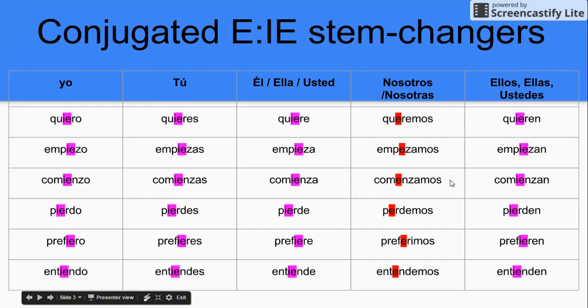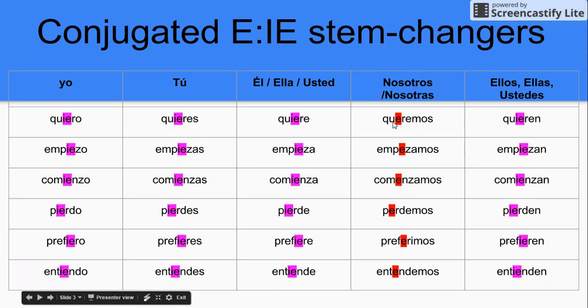Conjugated E to IE stem changers, you can see the same pattern emerging where we have the appropriate O endings for the yo, the ER, AR endings that we would expect, IR endings that we would expect, es, as, all the way through the pattern. But again, our E of querer changed to an IE. The E of empezar changed to an IE. This pattern is throughout except for the nosotros form.